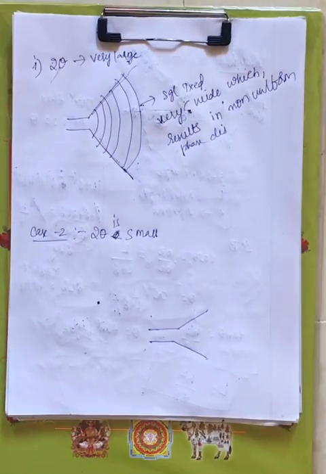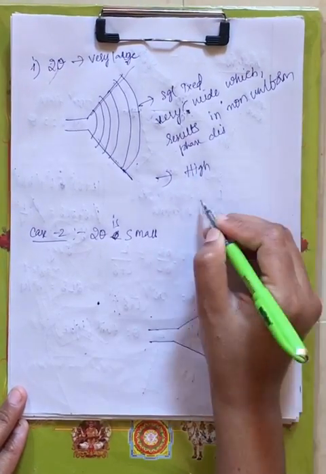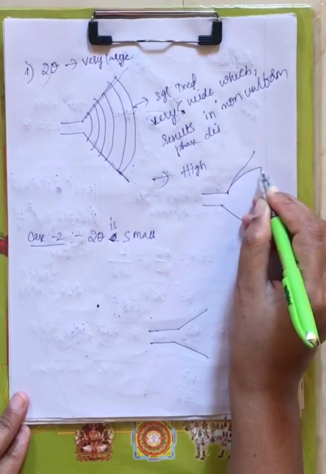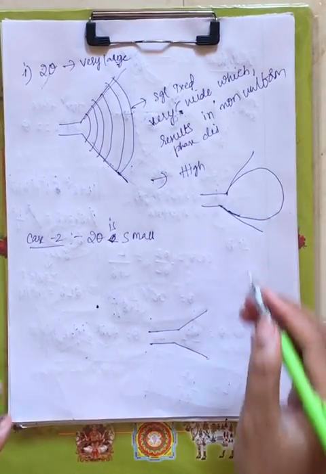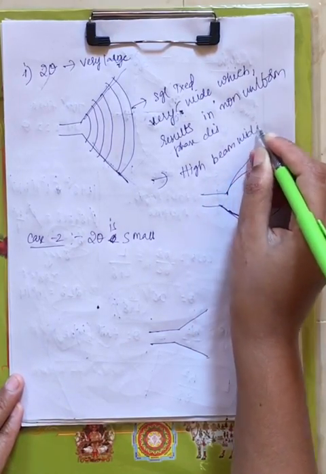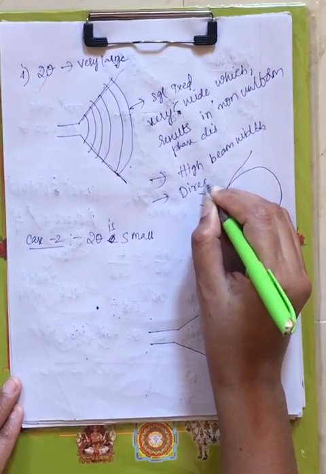Because of this, there is high beam width. If you see this figure I am drawing here, there will be a high beam width here. Now as beam width is increasing, what happens to its directivity? Decreases. High beam width, so directivity decreases.